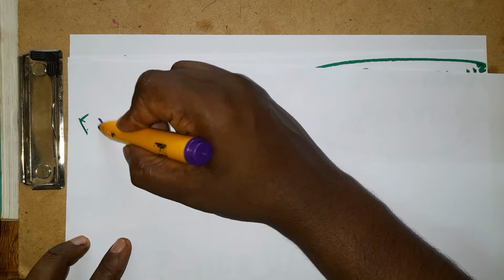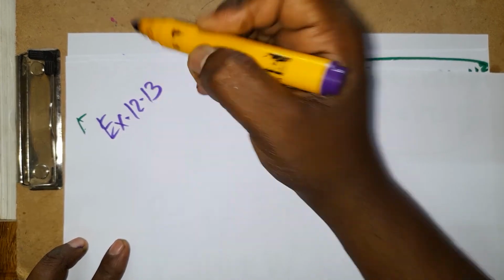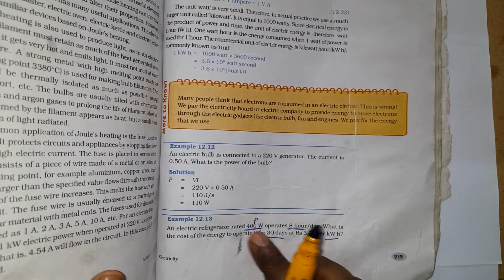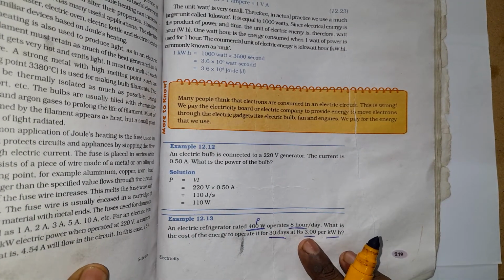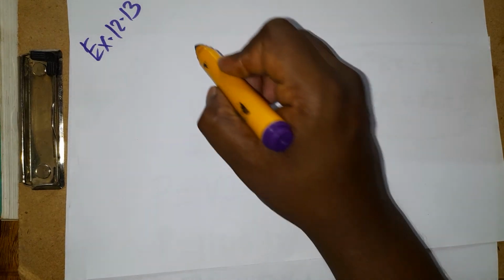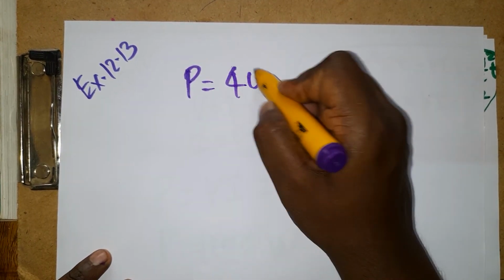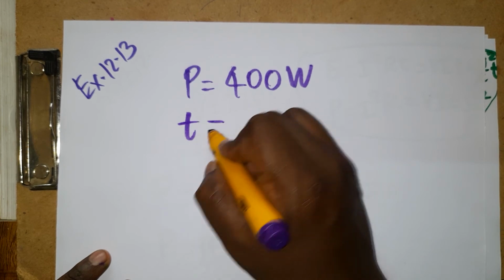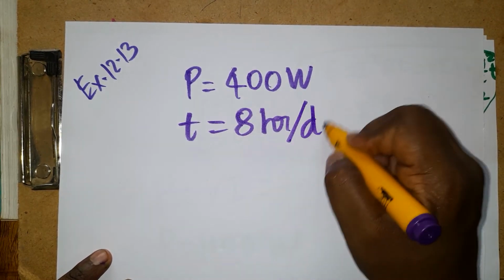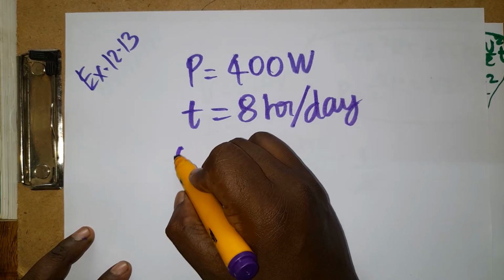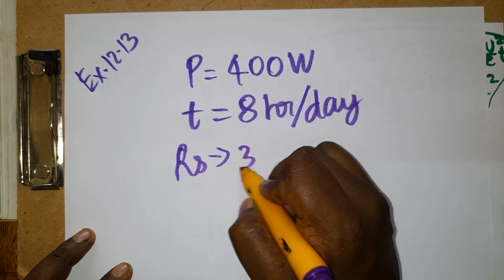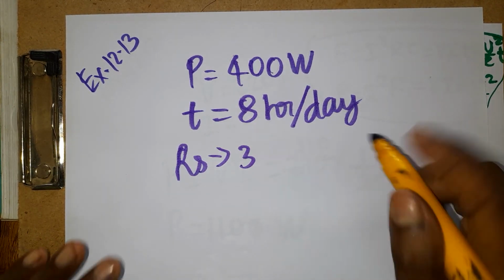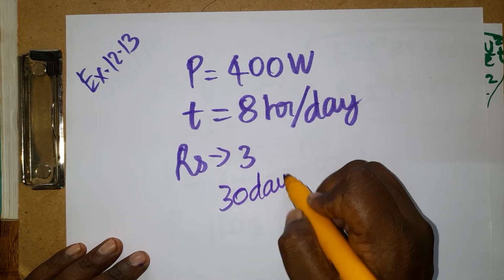Then the 13th problem, example 12th chapter. It's an electrical cost problem. Power is 400 watt, time is 8 hours per day. It is an electric cost problem: the cost is 3 rupees per commercial unit. They want it for a month of 30 days. What is the electric bill?